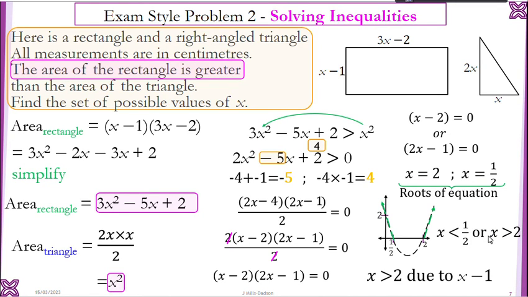So you're going to have a compound inequality. So we have x is less than half on this side and x is more than 2. Remember, we didn't use equal because the question gave us a strict inequality sign.